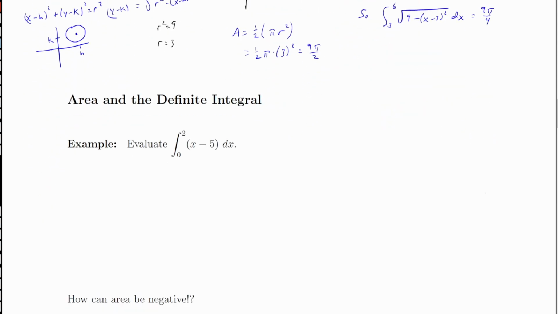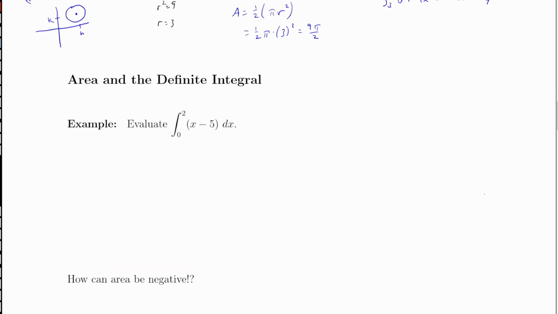Okay, let's look at another example. Evaluate the integral from 0 to 2 of x minus 5 dx. I'm going to do this two different ways. First, I'm going to look at the limit definition of the integral. Okay, so we're going to say that this is the limit as n goes to infinity of the sum from i equals 1 to n of f of x_i delta x, where the delta x is b minus a over n, which is 2 minus 0 over n, or 2 over n.